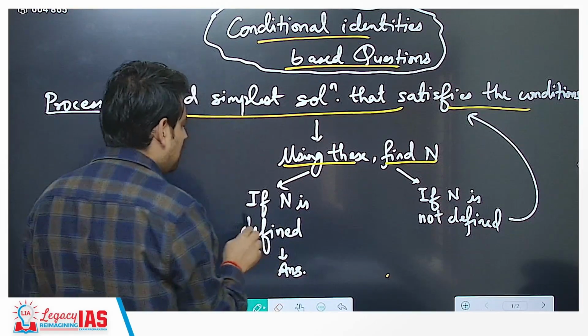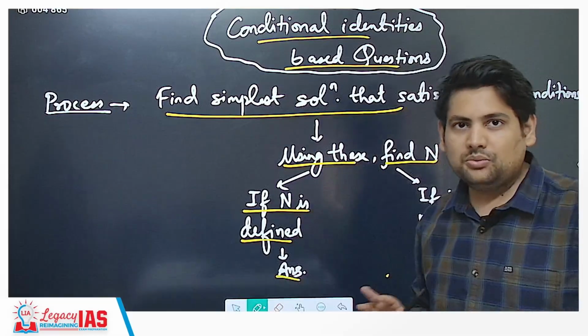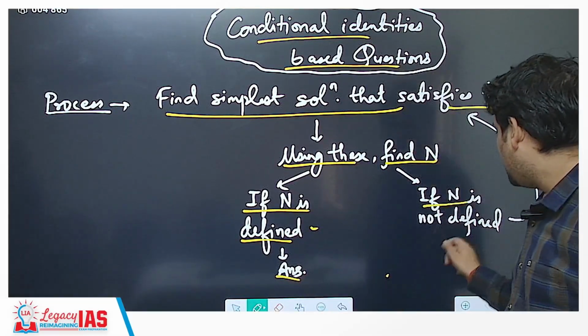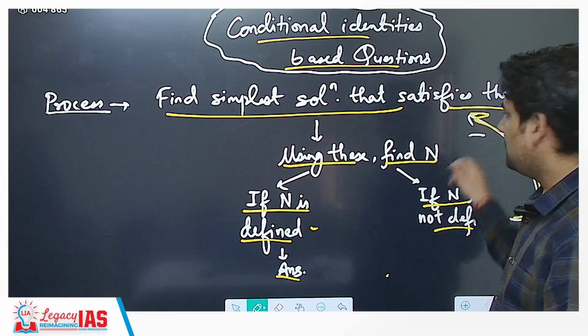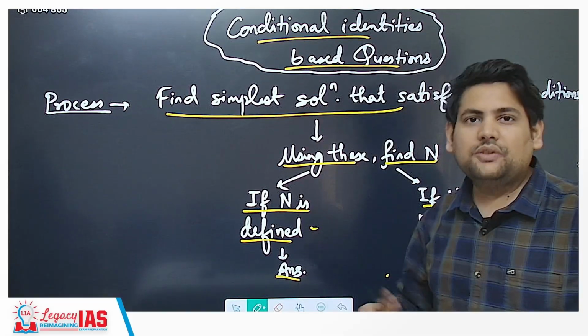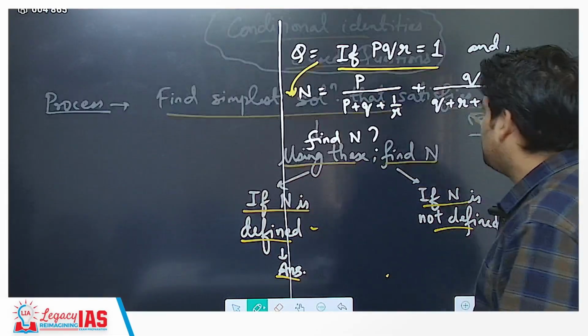Now if N is completely defined or it's coming out to be some numeral, then you mark it as the answer. Otherwise, if N comes out to be not defined, you go back to process 1, that is finding the simplest solution. Again, try for a different set of solutions. Understood? Okay, let's see this in a question.